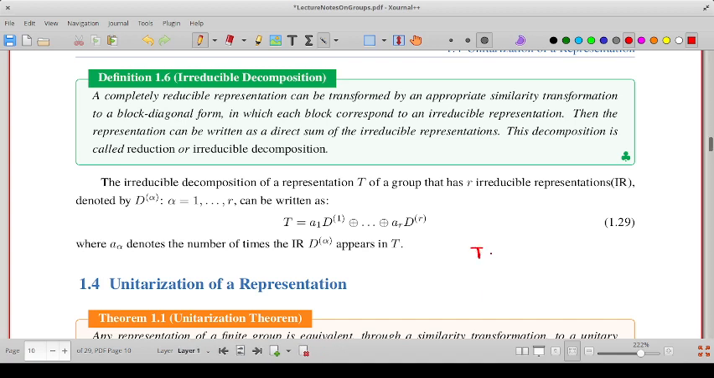So that means we have a representation T which is completely reducible, and if we can find a similarity transformation such that S inverse T S is block diagonal with, say, blocks given by A, B, C, D, etc., and all the off diagonal blocks are zero, and each of these blocks A, B, C, D, etc., is not reducible any further. So there exists no similarity transformation which can further reduce these blocks into smaller blocks.